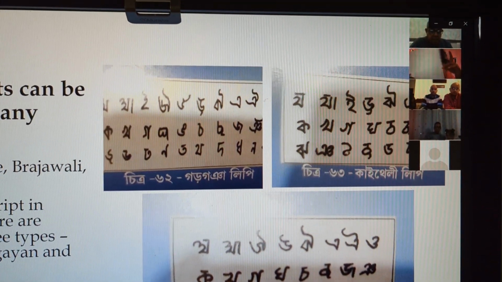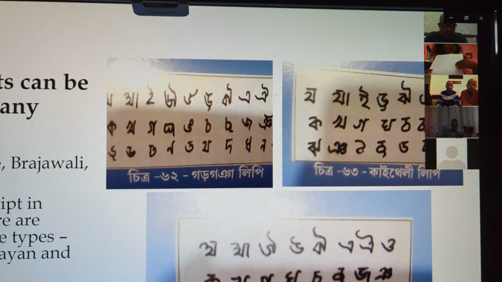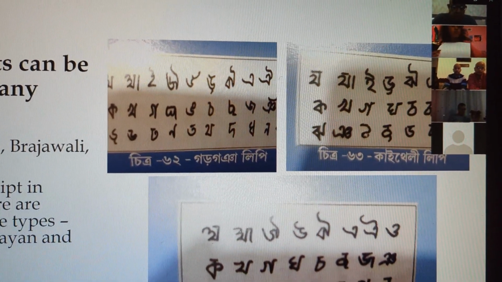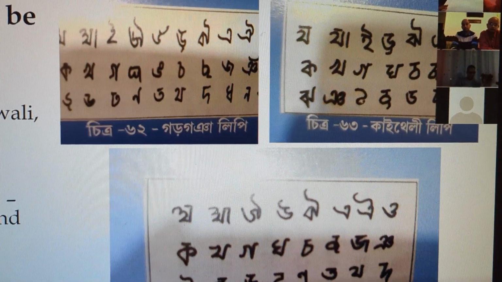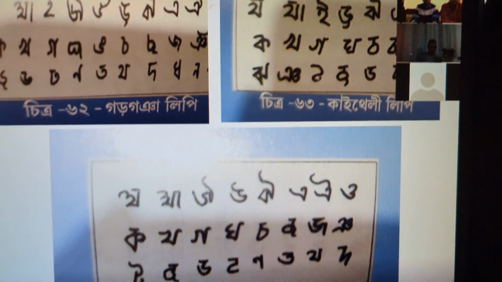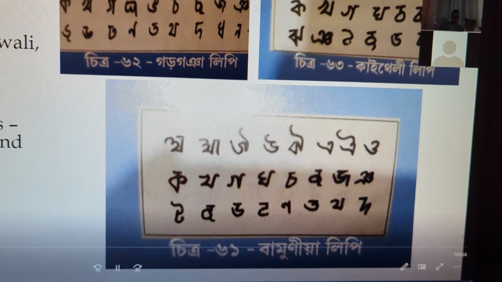So the manuscripts can be found in many languages and scripts. These three are the scripts that are used in our manuscripts: Gorgoya Lipi, the Bamunia Lipi, and the Kaitheri Lipi.